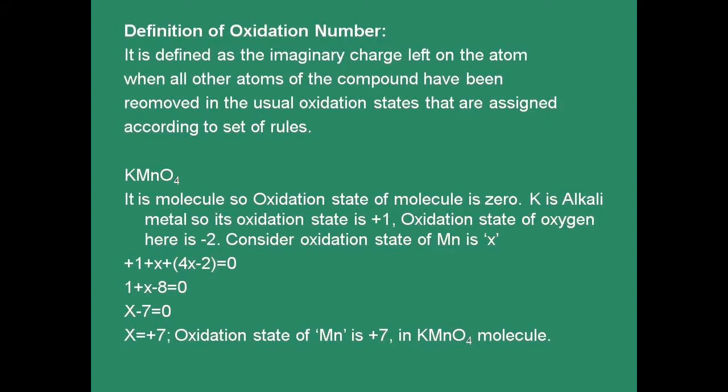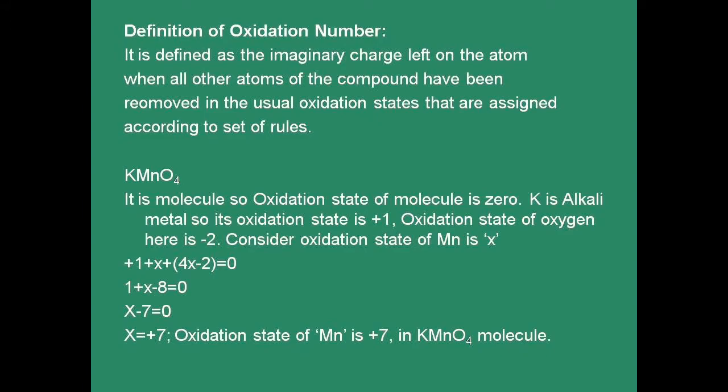Definition for oxidation number: it is defined as the imaginary charge left on the atom when all other atoms of the compound have been removed, in the usual oxidation states that are assigned according to a set of rules. Now we have learned the set of rules for oxidation number. According to the rules, we are going to calculate the manganese oxidation number in potassium permanganate. Here potassium is an alkali metal, so the oxidation number is +1. Oxygen is always -2, and KMnO4 is a molecule, so on the whole the oxidation number is 0.